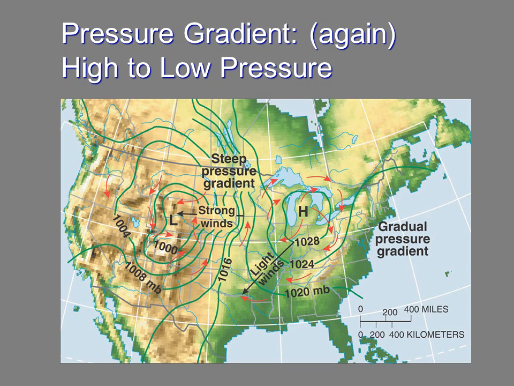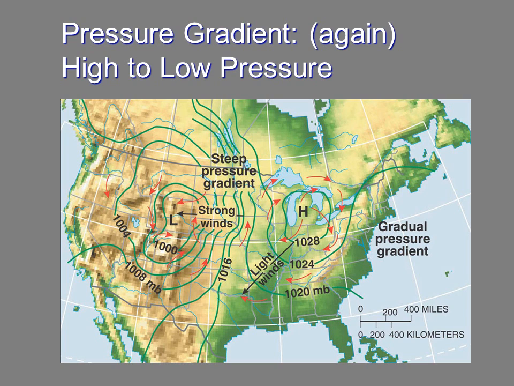Okay, now we're going to shake things up a little bit. It would be nice if we were done and we could just say the winds blow from high to low and they blow in a straight line. The trick is they don't blow in a straight line. The reason they don't is because we live on a planet that is spinning, and it's spinning as it goes around the sun. And so that's going to throw in something called the Coriolis effect.